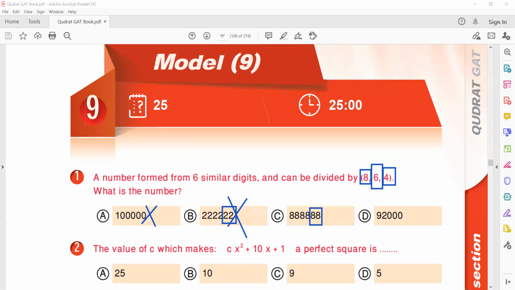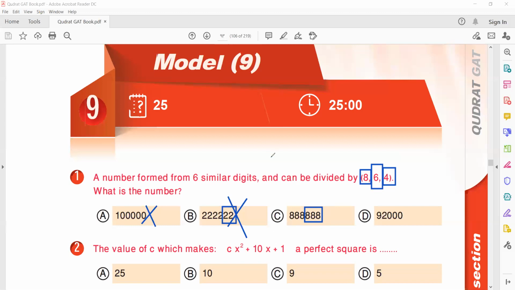What about 8? I check 3 digits for 8. The first one, second, and third, 888. It is divisible by 8. Right, correct. Okay, what about the 6?